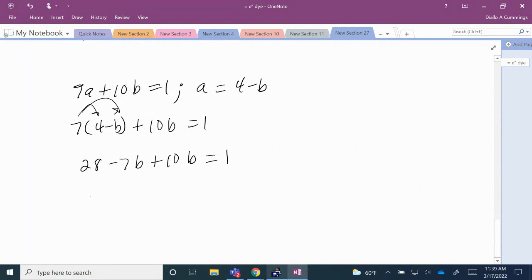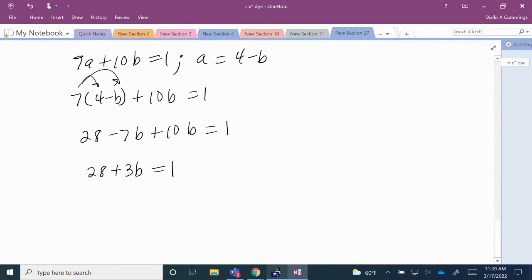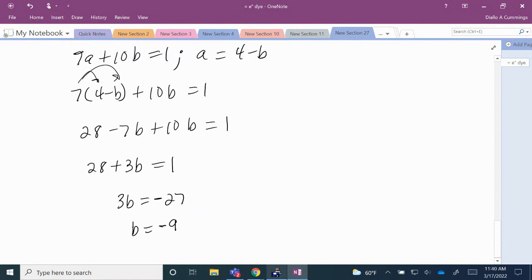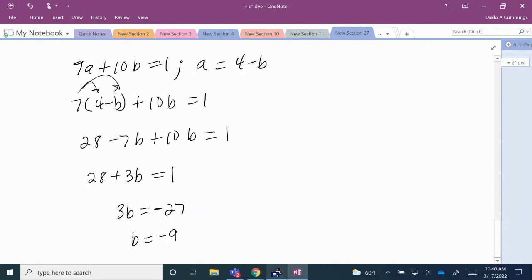I'm going to combine like terms. 28 plus 3b is equal to 1. I'm going to subtract 28 from both sides. So we have 3b is equal to negative 27. I'm going to divide both sides by 3. So b is equal to negative 9. Right, so we found the b coefficient.